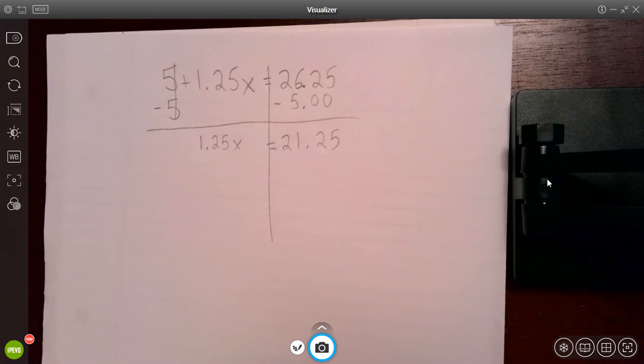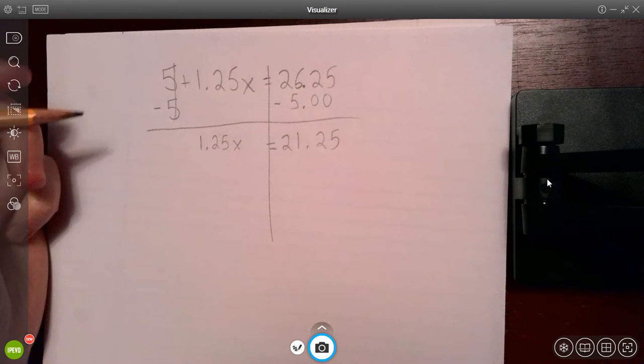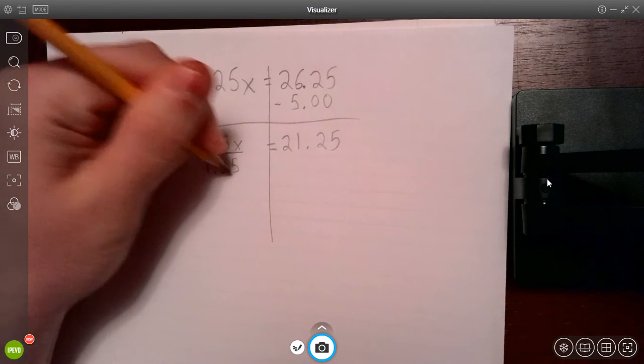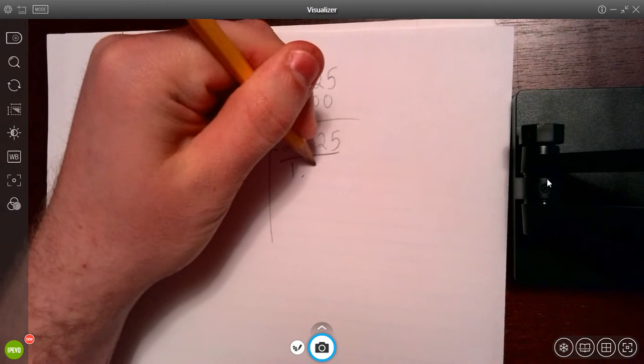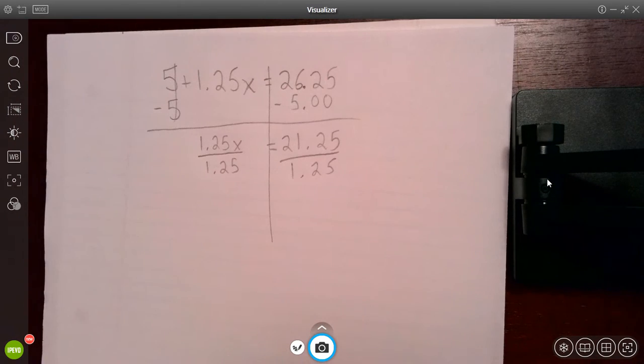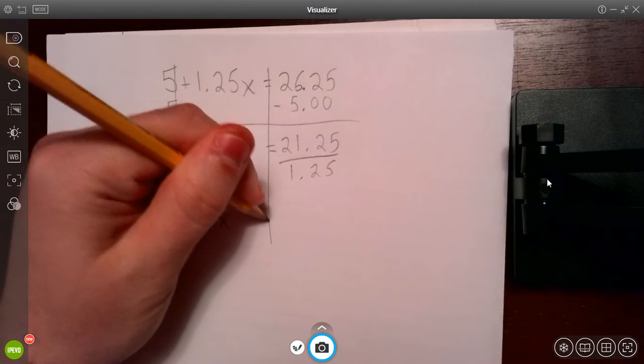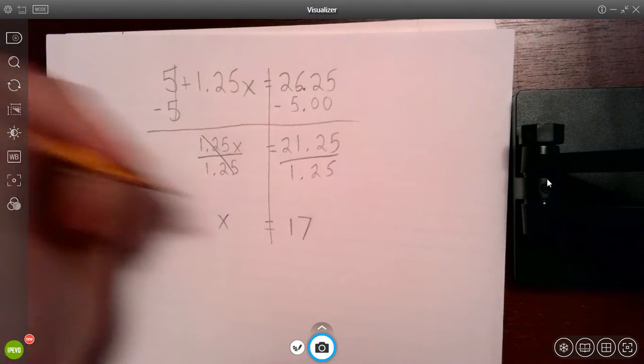$21.25. So at this point, guys, I have told you already, and there's no way for me to enforce it anyways, but I've told you already that you are allowed to use calculators for something like this. Obviously, our next step is going to be dividing by 1.25 from each side. And when we do $21.25 divided by $1.25, we're going to find that x equals 17.